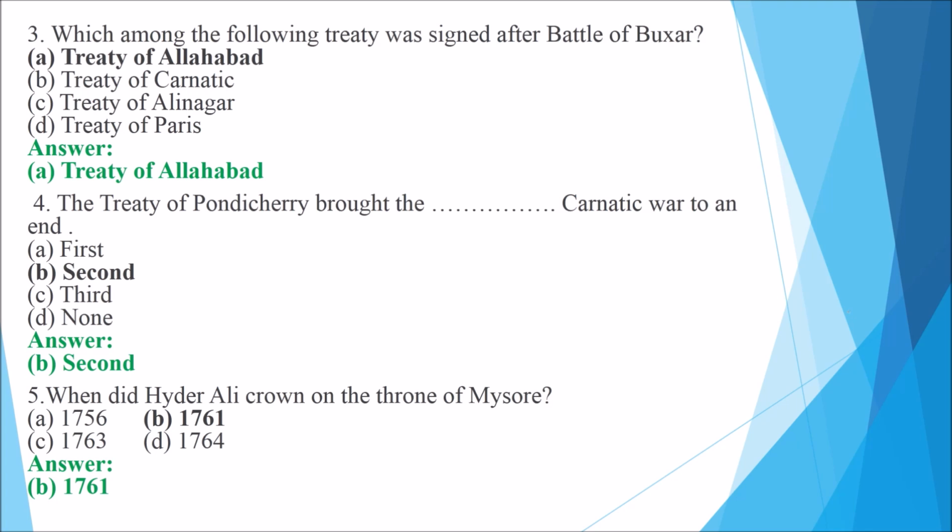Question number 5. When did Hyder Ali crown on the throne of Mysore? Option A, 1756. Option B, 1761. Option C, 1763. Option D, 1764. So the correct answer is option B, 1761.